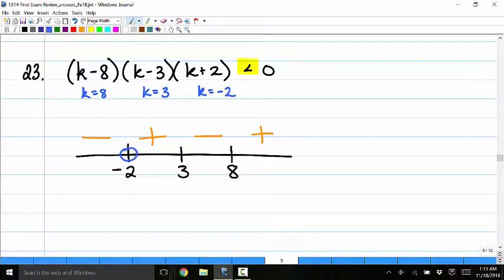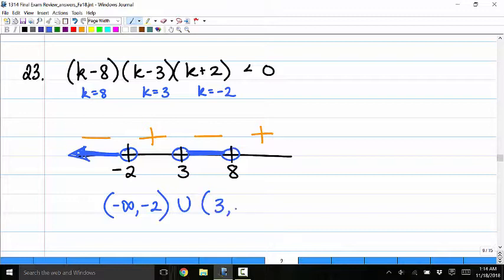These were where they were equal to 0. I do not want those. There's no equal to up here. Open circles on those. The less than 0 correspond to the negative numbers, so they're going to be this interval and this interval. So my answer will be negative infinity to -2 with a parenthesis, union 3 to 8.